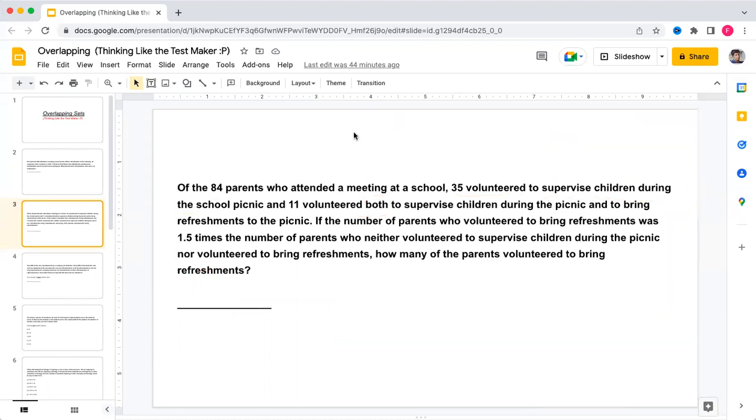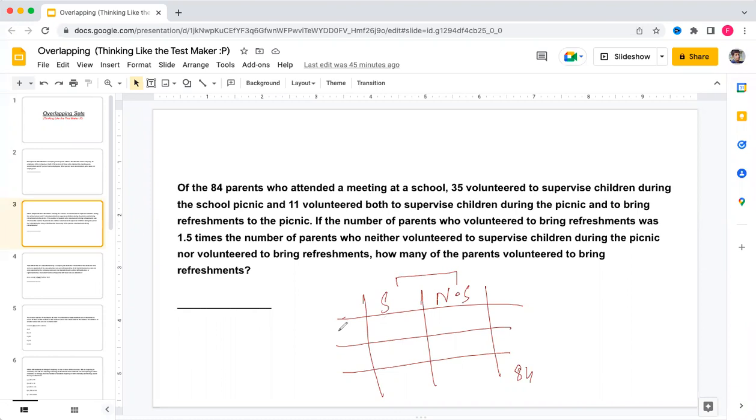You can use a Venn diagram, or you can use a double matrix. I prefer to use a double matrix. I just want to show you how you can solve this using a Venn diagram. And if I want to use a double matrix here, so we have total 84, and the first one is supervision of children during the picnic. Let's call this S. So this will be not S, because these two and these two are mutually exclusive. You can't have two non-mutually exclusive events adjacent to each other, right?